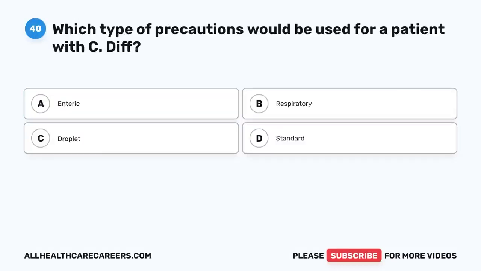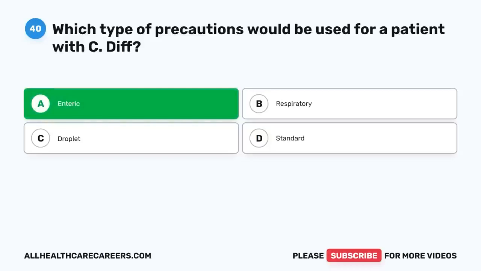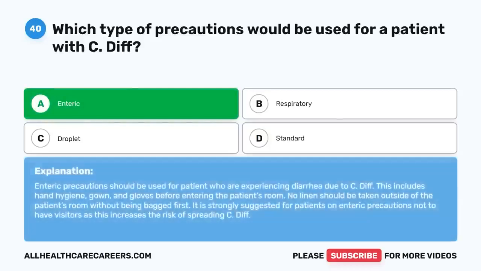Question 40. Which type of precautions would be used for a patient with C. diff? A. Enteric. B. Respiratory. C. Droplet. D. Standard. The correct answer is A. Enteric. Enteric precautions should be used for patients who are experiencing diarrhea due to C. diff.